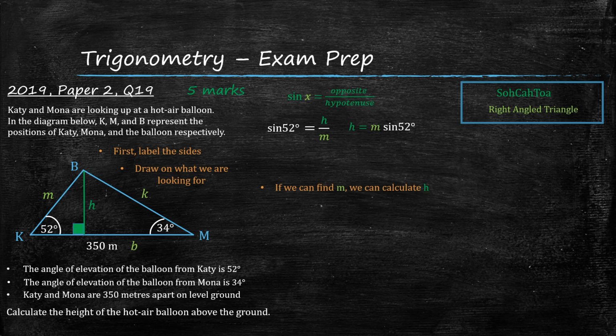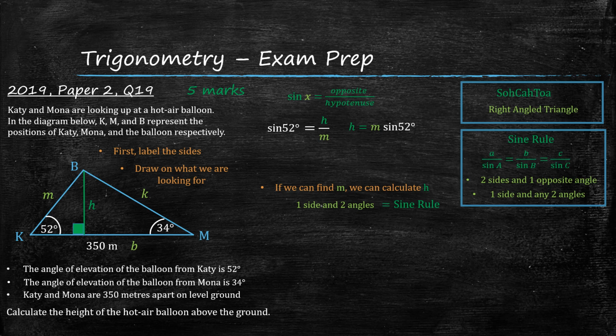So how can we find side m? Now let's take a look at the larger non-right angle triangle KBM. What do we have for this larger non-right angle triangle? Well, we have two angles, 52 degrees and 34 degrees, and one side. So we have one side and two angles. When we have one side and two angles, we can use the sine rule.